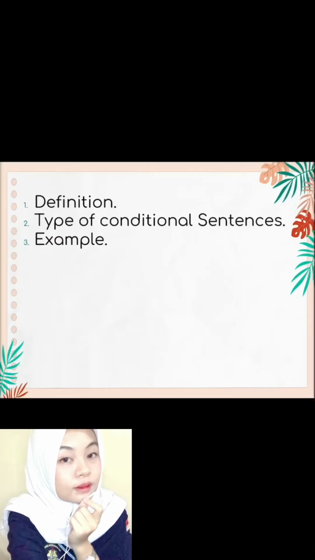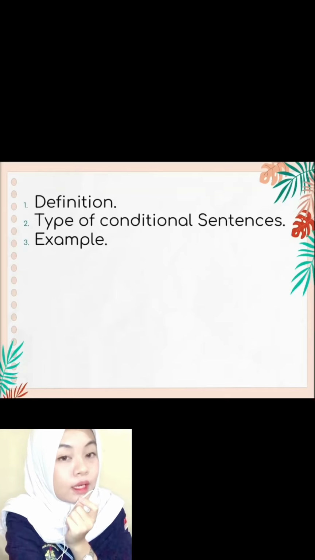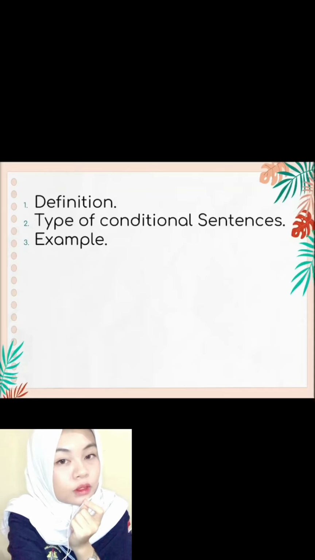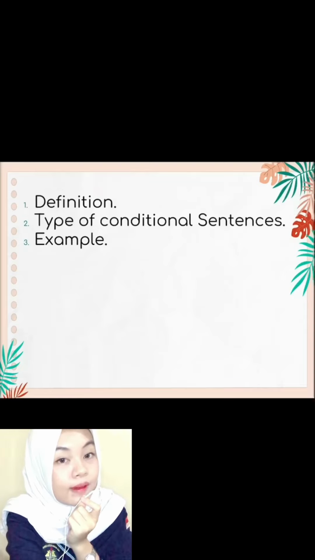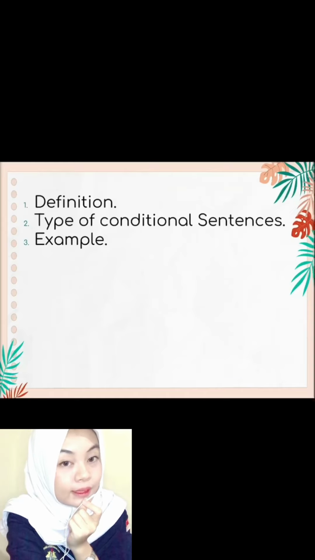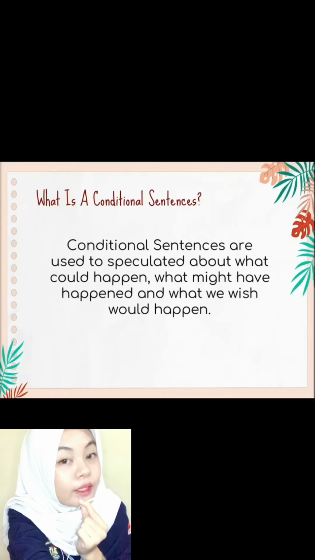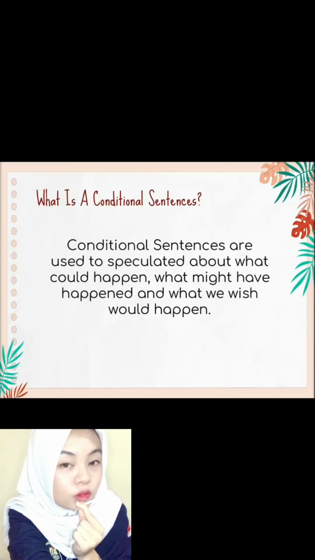There are 3 things that we are going to learn. Number 1 is definition. Number 2 is type of conditional sentence. And the last one, number 3, is example of conditional sentence. Okay, first, do you know what is conditional sentence? Conditional sentences are used to speculate about what could happen, what might happen, and what we wish would happen.